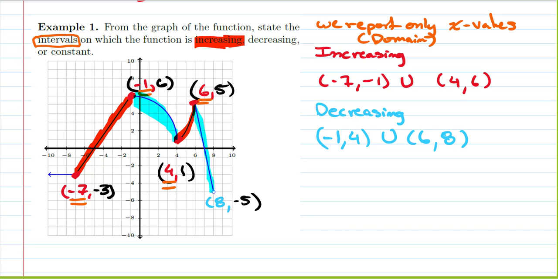All right. So the last thing we need to do is figure out where this thing is constant. And that's this last little bit over here. So we have our constant, and we have our arrow pointing to the left, so it's going to be from -infinity up to our value here, which would be -7.